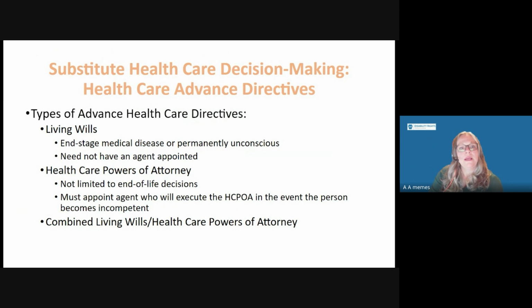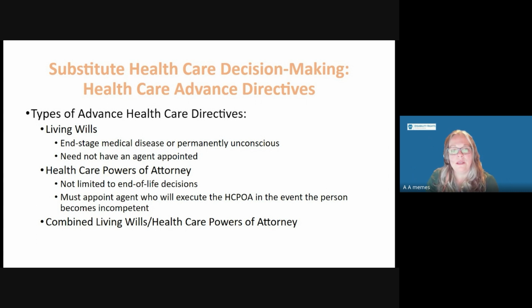Okay, so let's talk a little more about substitute healthcare decision making, and this is healthcare advance directives. These are really preferable, and they do exactly what the name suggests, which is it allows a person to set out in advance what their wishes or preferences are, so that when something happens down the road and they don't have capacity to make the decision or to communicate the decision themselves at that time, the healthcare advance directive is there to make sure that that person's preferences and decisions are carried out. So that's a really great tool to use.